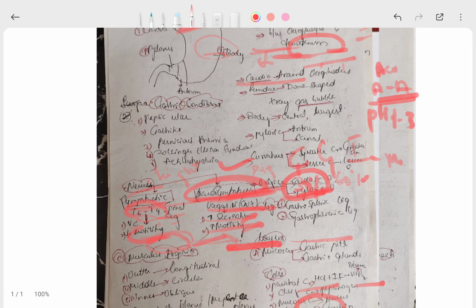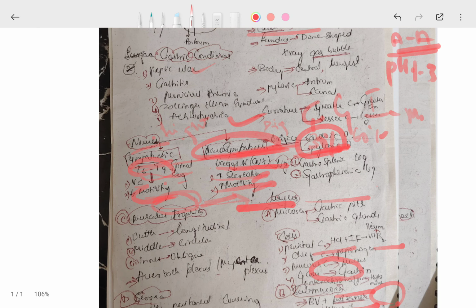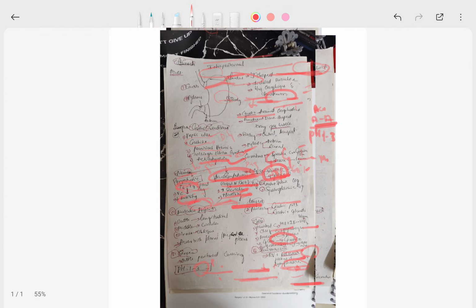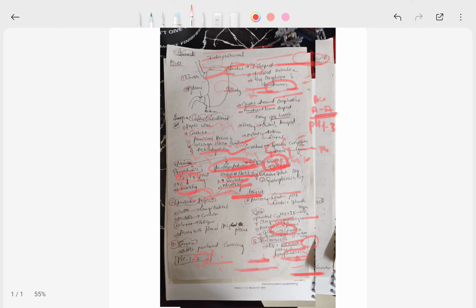And you have a few gastric conditions called peptic ulcer. In peptic ulcer, you have duodenal ulcer and gastric ulcer. Gastritis, inflammation of the stomach, and then pernicious anemia because of B12 deficiency. Zollinger-Ellison syndrome, where stomach glands are produced elsewhere in ectopic sites and increase HCl secretion. Achlorhydria, where there is no HCl secretion. All these are gastric conditions, clinical correlations related to the anatomy of the stomach.